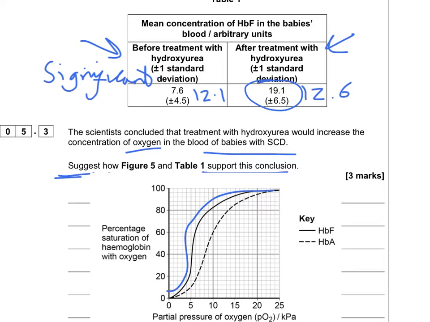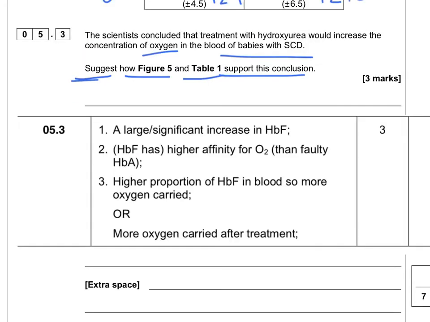So those are the 3 things that they're looking for. There's 2 answers in the table: it's significant, and there's a higher proportion of HbF in the blood, so more oxygen is carried. And then looking at the graph, you know that HbF has a higher affinity for oxygen than the faulty HbA. For the 3rd mark point, you could say that more oxygen will be carried after treatment.